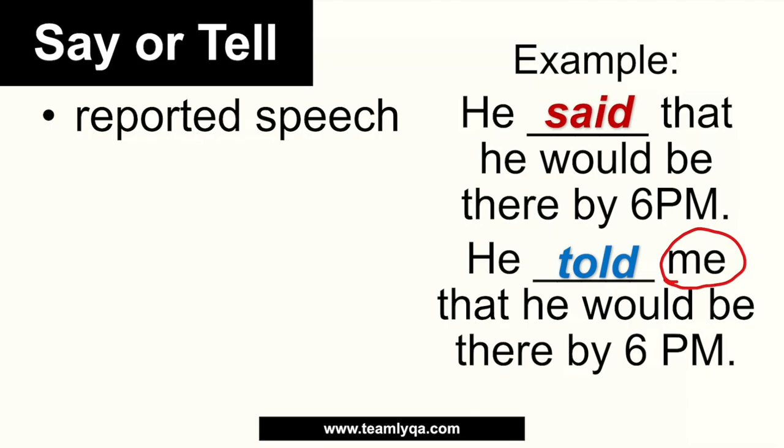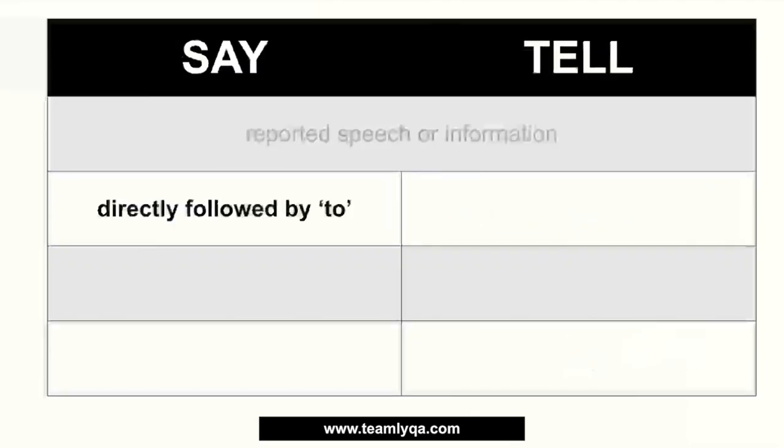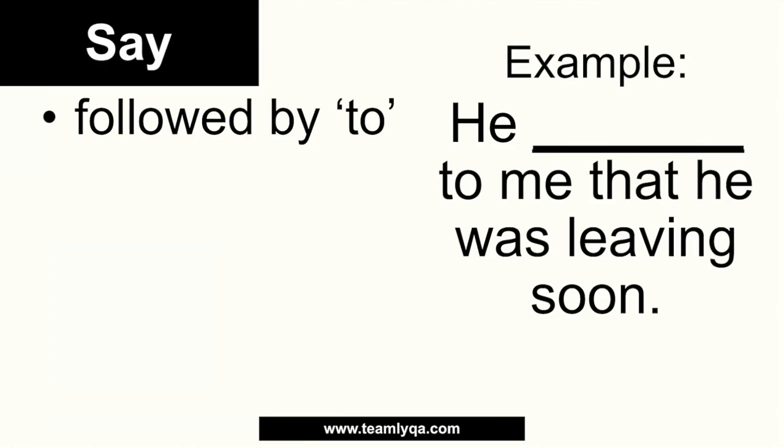Now, kailan na siya hindi pwede dun sa kabila? Let's start with say. Pag directly followed by to, this is your first clue, lalo na sa exams, okay? Kapag naka-underline yan, tapos fill in the blanks, tapos yung sinusundang salita ay to, matic say yan, hindi pwedeng tell. You can't tell to someone, you say to someone, okay? For example, sabi natin dito sa example na ito, he blank to me that he was leaving soon, okay? Now, dahil ang kasunod na salita ay to, wala na, hindi na pwedeng tell. Okay, finish na. Automatic yan, said na.